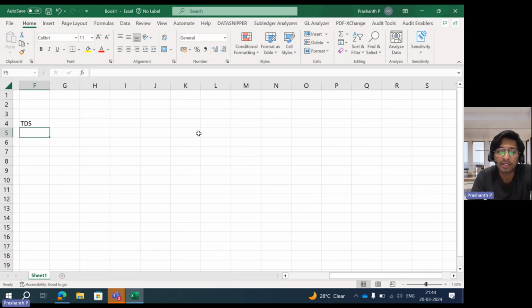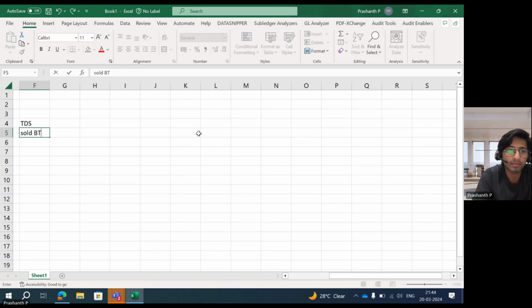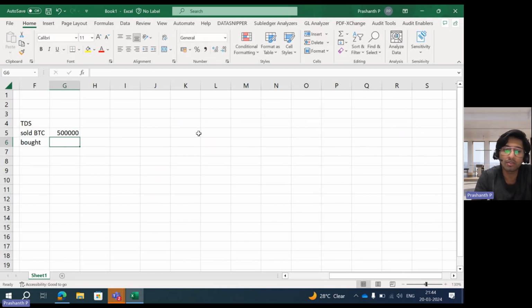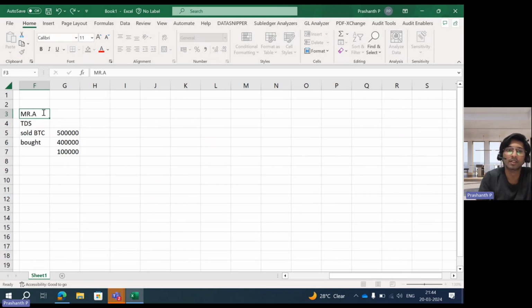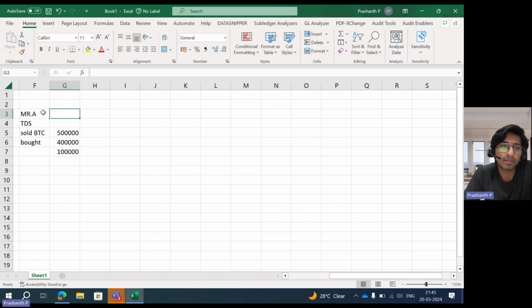Let's take a very interesting example. You sold BTC for 5 lakh rupees, and this BTC you bought a few days back for 4 lakh rupees. How much profit did you earn? You earned a profit of 1 lakh rupees, right? Let's say this is Mr. A. Mr. A sold BTC to Mr. B for 5 lakh rupees, but Mr. A earned a profit of 1 lakh rupees. How will the TDS implications be?